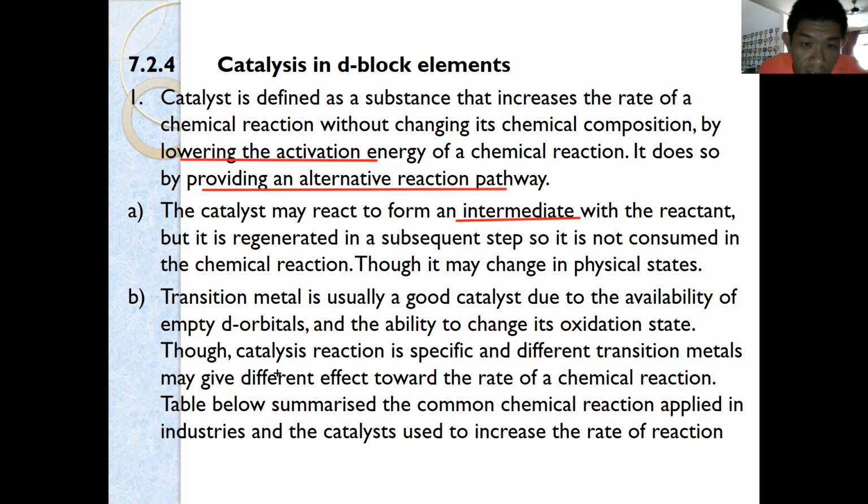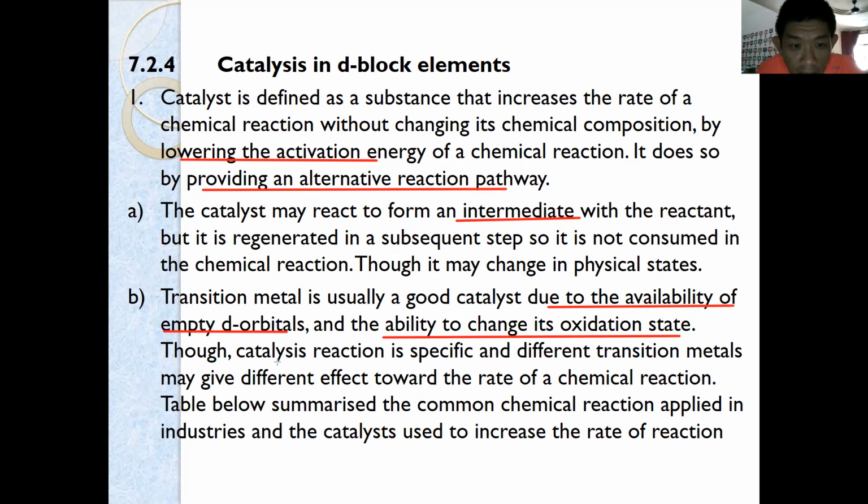Okay, so transition metal is usually a good catalyst. Why is it a good catalyst? It is due to the availability of the 3d orbital and also the ability to change its oxidation states. Because of the combination of these two factors, it makes transition metals good catalysts.